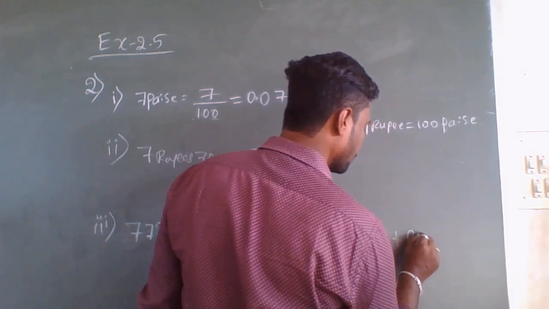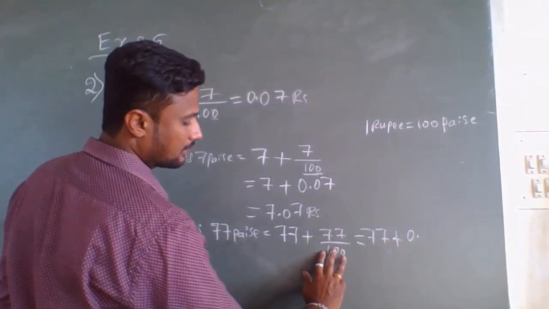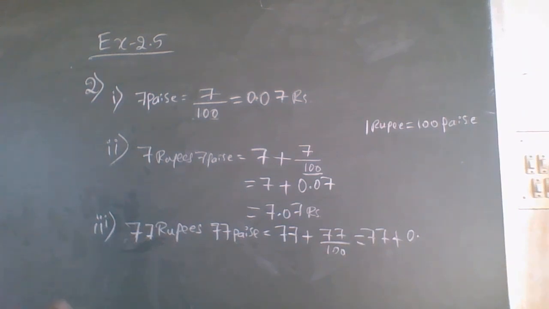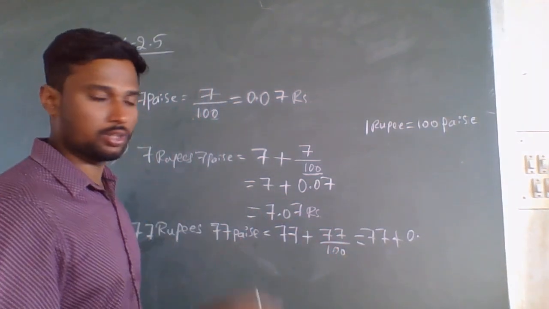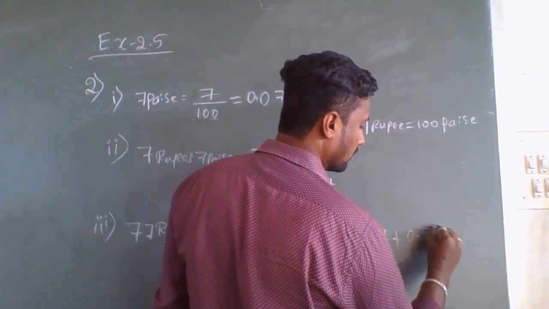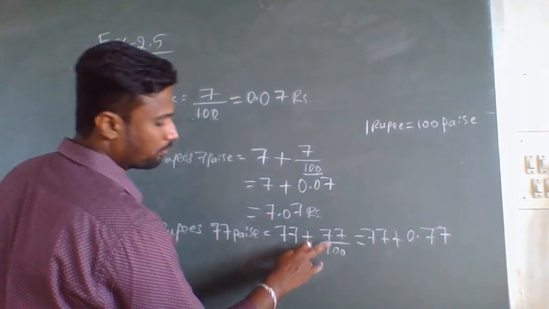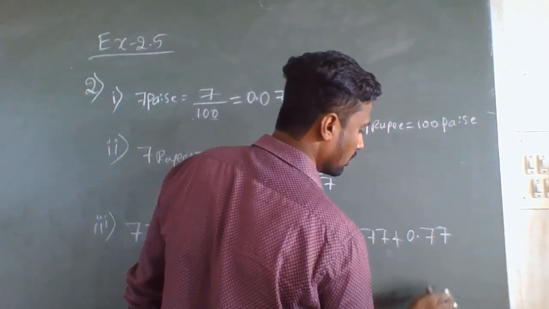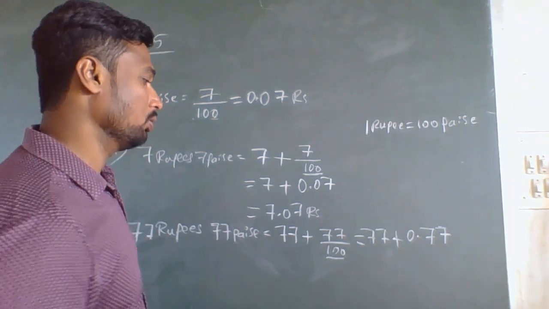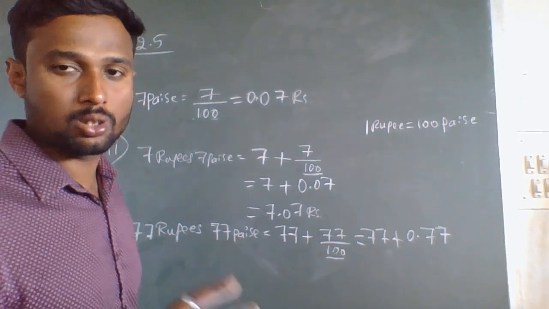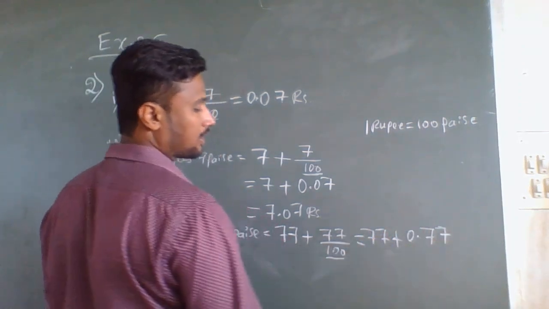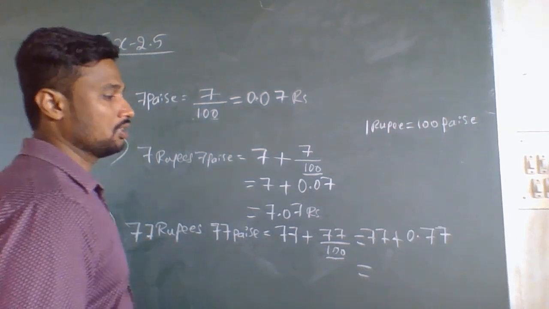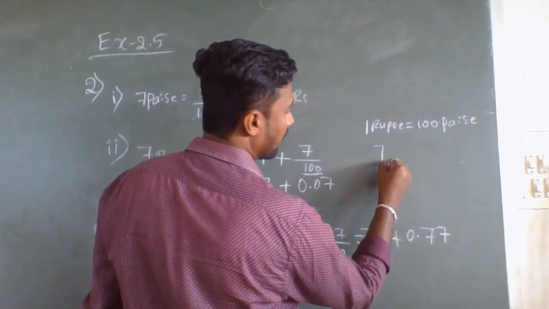0. Here 100 means 3 digits, so after the decimal point only 2 digits should come. In 77 there are 2 digits, so I can write 77 directly. Listen carefully again: 77 by 100, in 100 there are 3 digits, so after the decimal point only 2 digits should come. Therefore I write 77 after the decimal point. So 77 plus 0.77.